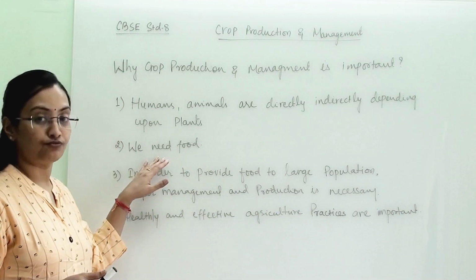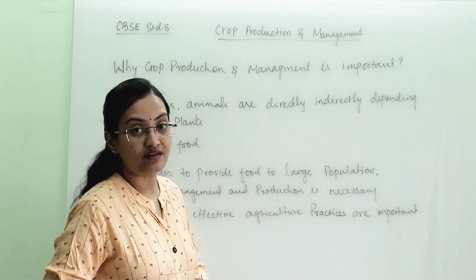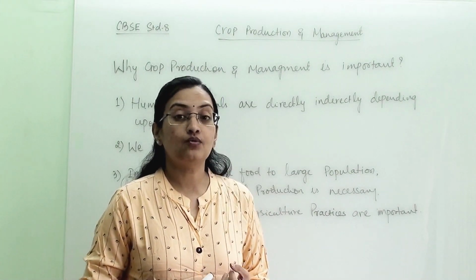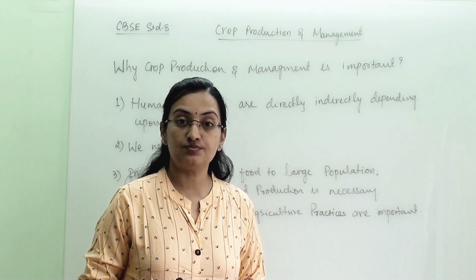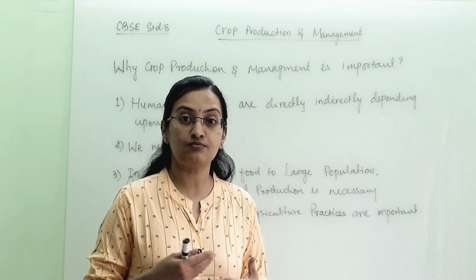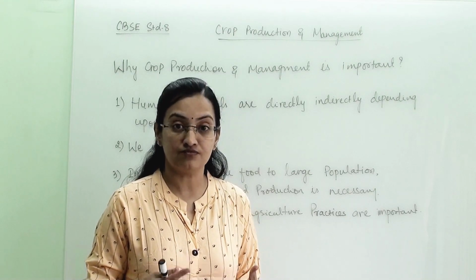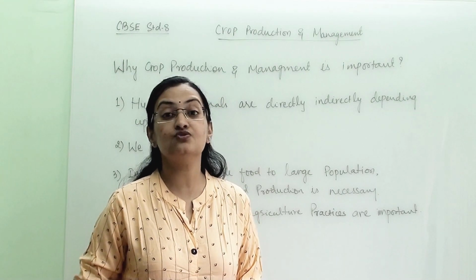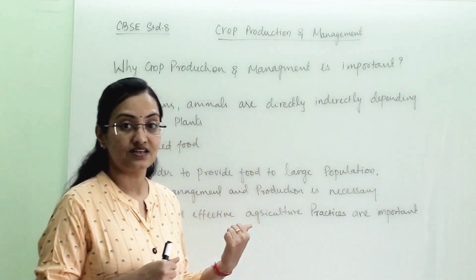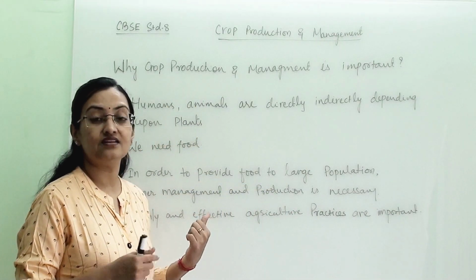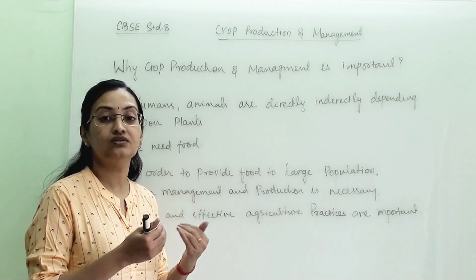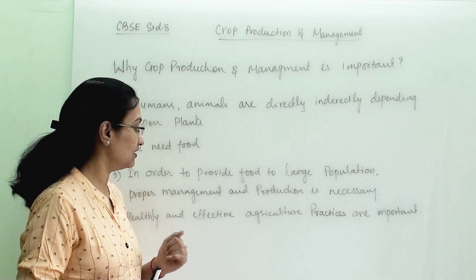Second, we need food. We know that to survive and live a healthy life, we require food. We require a lot of healthy food like vegetables, and all those supplements like protein, carbohydrate, fat, vitamins, and minerals. All these things we get from vegetation, and they are the first source from which we get all these nutrients.